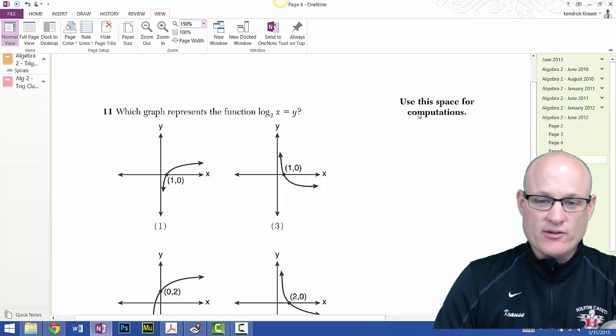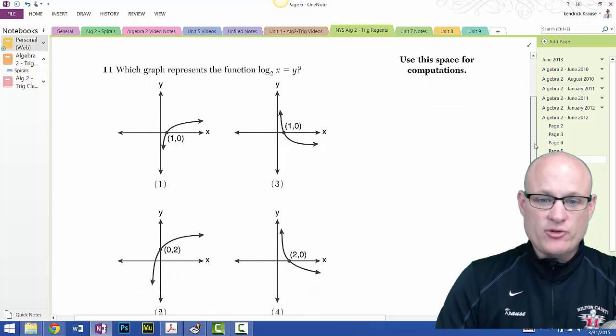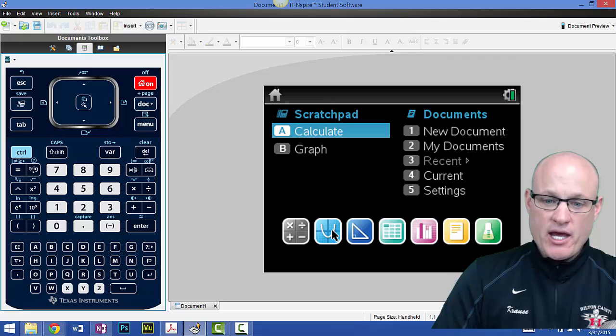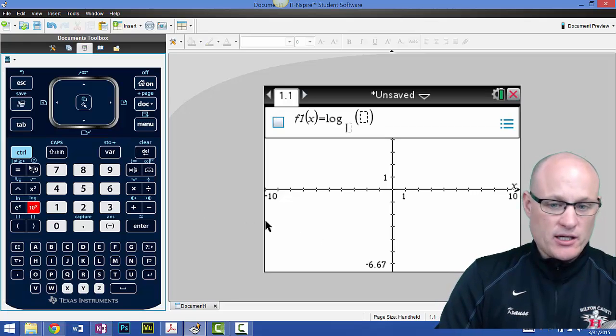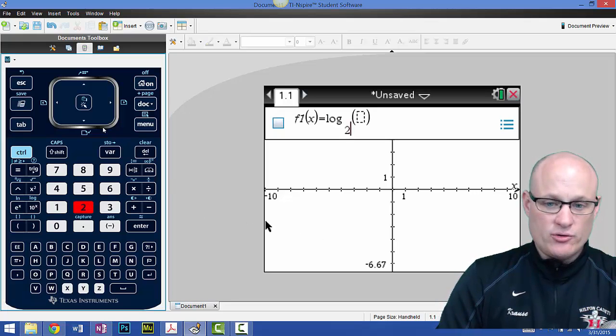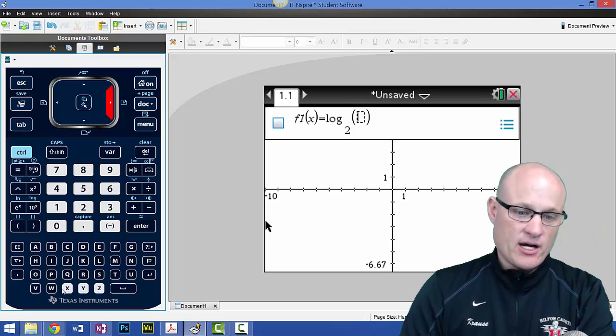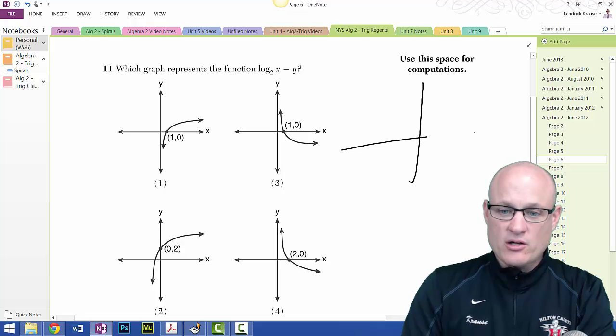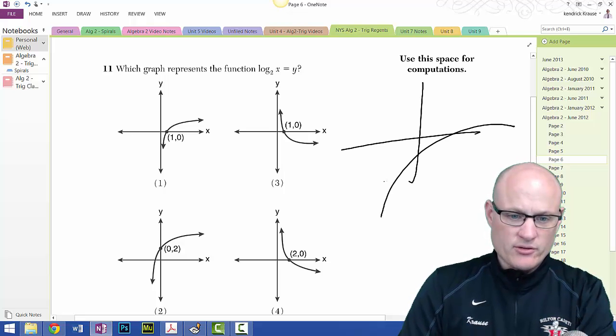Which graph represents this? Which one is the log base 2 of x? Bust out the calculator, crowd. Yeah, I'm going to bust out my calculator. Log base 2 of x. Now, before I hit that, I'm going to tell you right now, log equations go like this. So the answer is, whoa. It didn't have any shifts up or down.